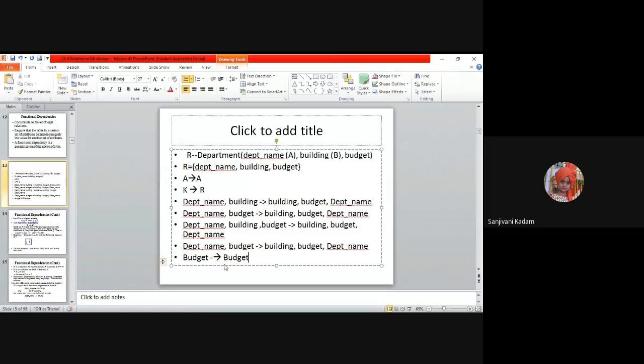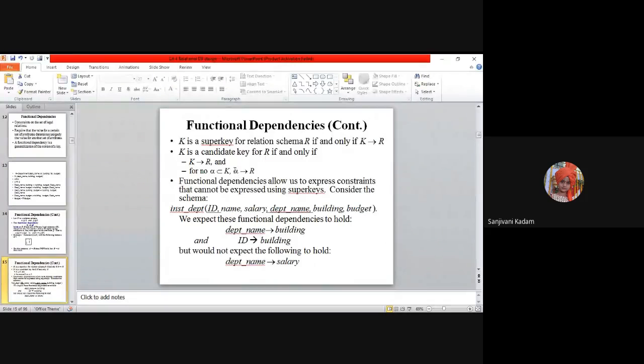And building name at all doesn't depend on the budget. And that's why here the second condition is false. Okay, second condition is false. It means alpha independently budget cannot give me the R.